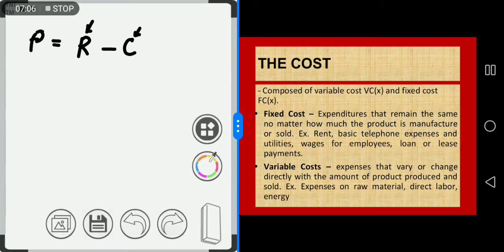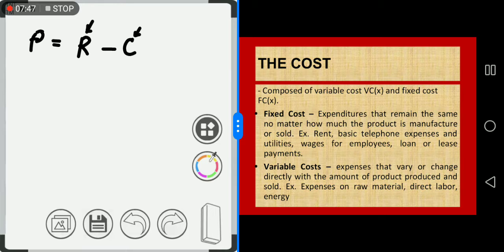No, so pag fixed cost, this pertains to the expenditures that remain the same no matter how much the product is manufactured or sold. So, kumbaga, hindi siya nababago kahit pa anong mangyari dun sa ating pagkaka-manufacture ng product. So, anong example nun? Siyempre, halimbawa, yung rent, yung basic telephone expenses kada buwan, wages ng employee, o kaya naman ay kung magkano yung babayaran mo sa loan o kaya naman ay sa lease ng lugar na inuupahan ninyo. 'Di ba? So, yun yung fixed cost.